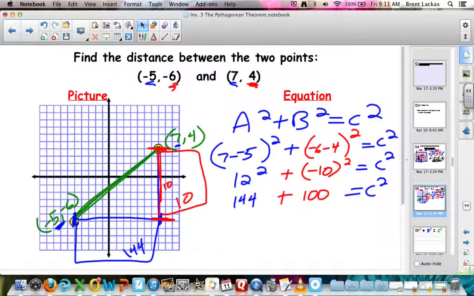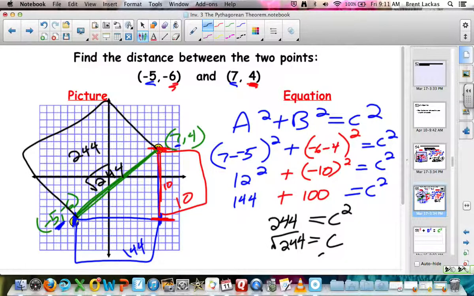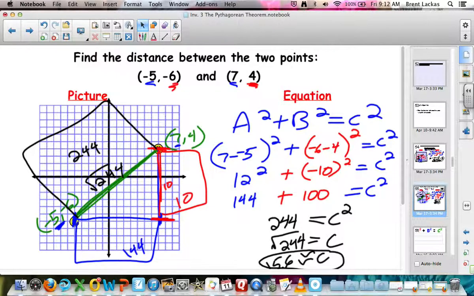And so furthermore, my hypotenuse square is 244. The exact value of my hypotenuse then is the square root of 244. And the approximate value would be the square root of 244, which is 15.6. And you can use a calculator for that. So those are two very quick examples.